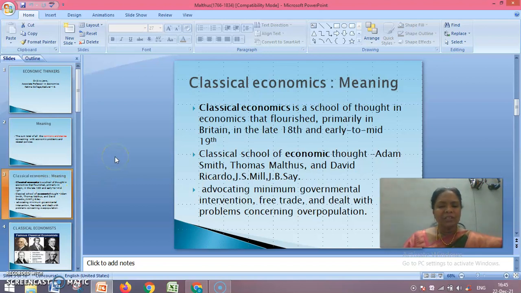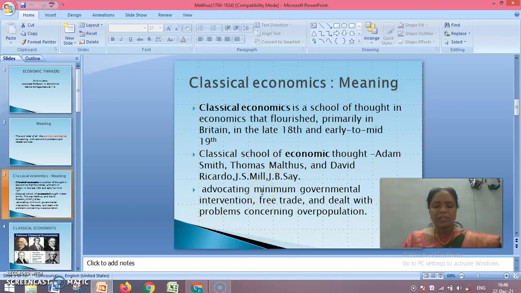And what is classical economics? If you see the meaning, it is a school of thought in economics that flourished primarily in Britain in the late 18th and early to mid 19th century. There are various economists like Adam Smith, Thomas Malthus, David Ricardo, J.S. Mill, J.B. Say. They all belong to the classical economist category.